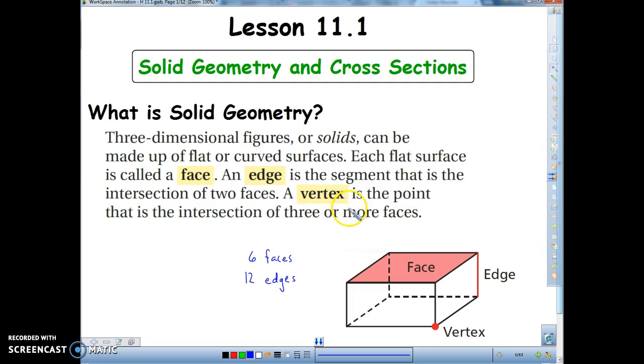A vertex is a point that is the intersection of 3 or more faces. So in this figure, that would be the corners of our box. So that would be 1, 2, 3, 4, 5, 6, 7, 8 vertices. Okay. So just a little bit of an introduction with some vocabulary on how we refer to the different parts of our 3D shapes.